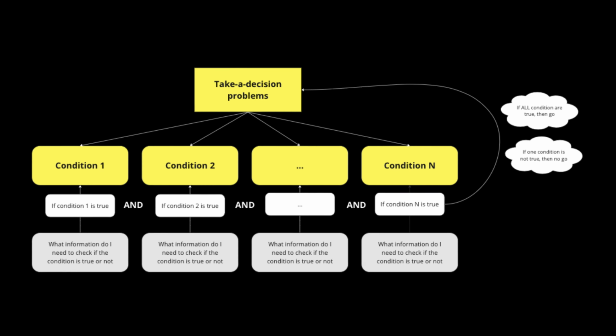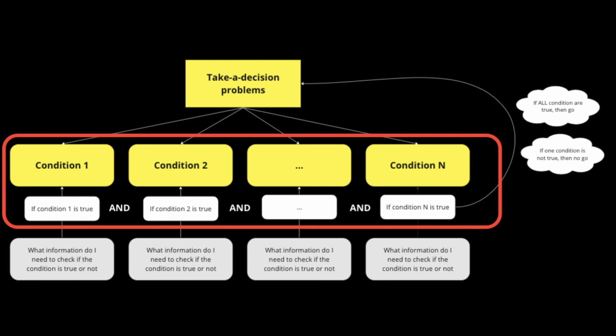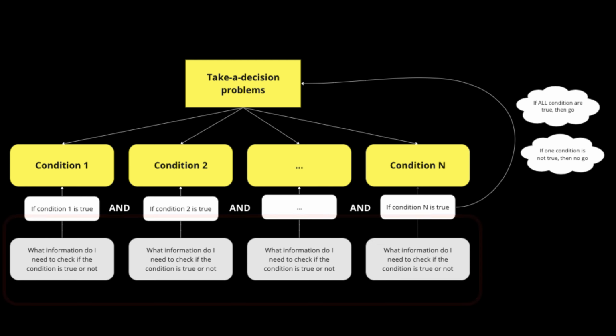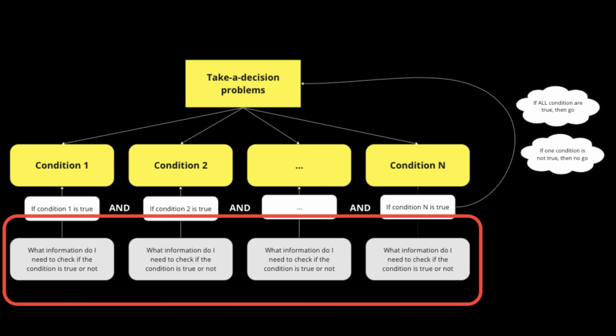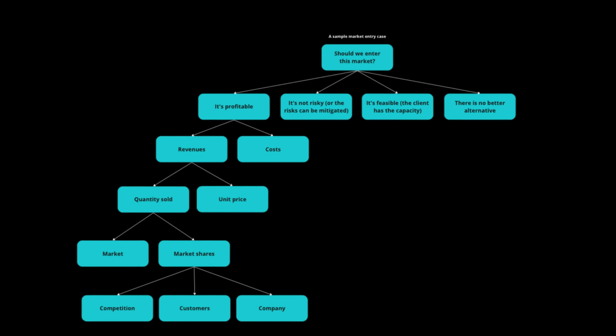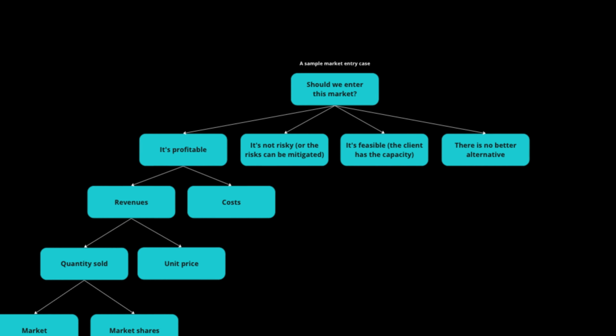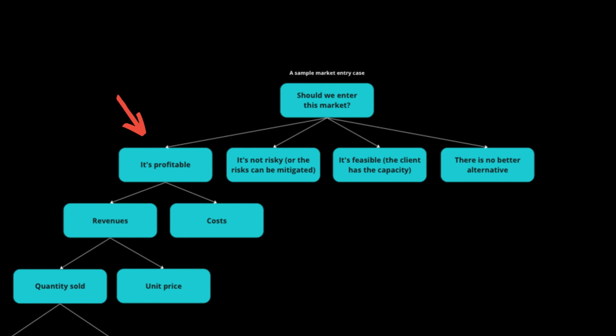To approach these problems, you must identify the conditions that must be true to take this decision and the information you need in order to check the validity of these conditions. For instance, if your client wants to enter a new market, the decision-making criteria can be if their financial goals are met or not. The risks from taking this decision can be mitigated. They have the capabilities to enter this market.